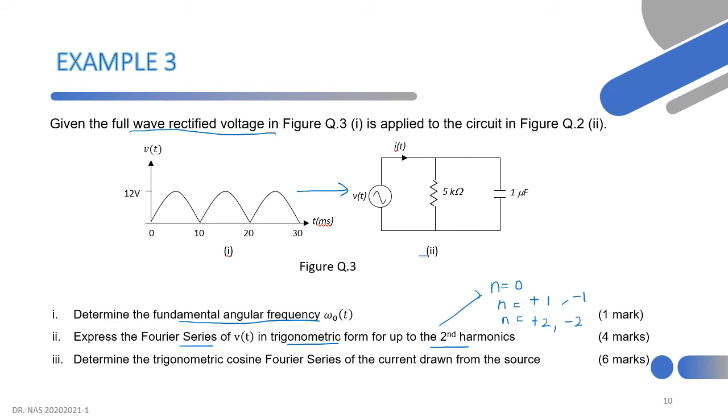When it's set up to n harmonics or second harmonic in this case, you need to consider both the positive and negative values. Thirdly, you need to determine the trigonometric cosine Fourier series for the current drawn from the source. So you need to determine the Fourier series of this it in cosine function.